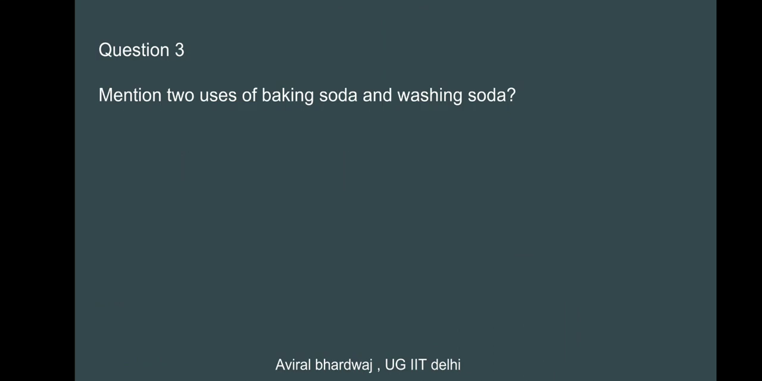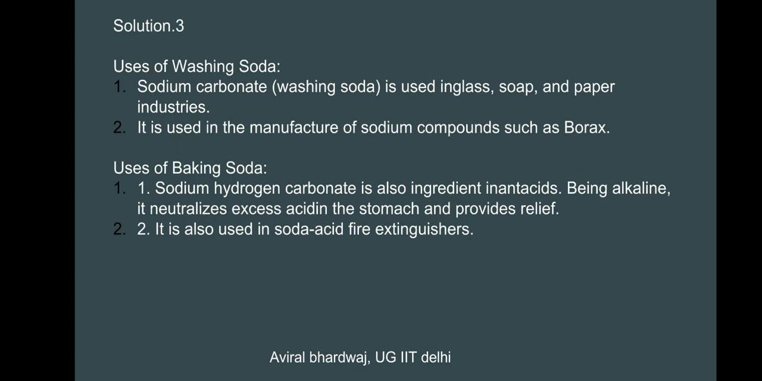The third question is, mention two uses of baking soda and washing soda. And the solution is, first the washing soda. Washing soda is common in every home, for example in detergent. Its formula is Na2CO3, and it is used in glass making, soap and paper industries. The second use is in making borax, a sodium compound which contains boron. It is a part of inorganic chemistry.